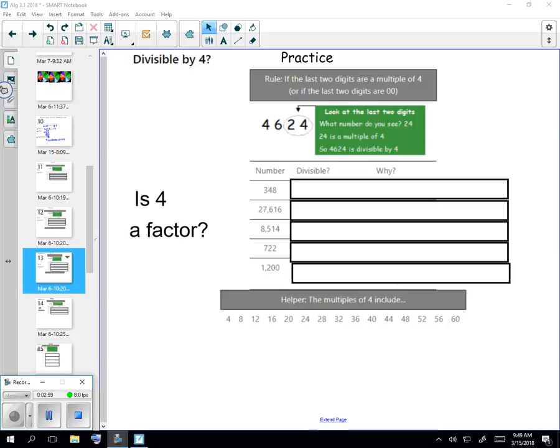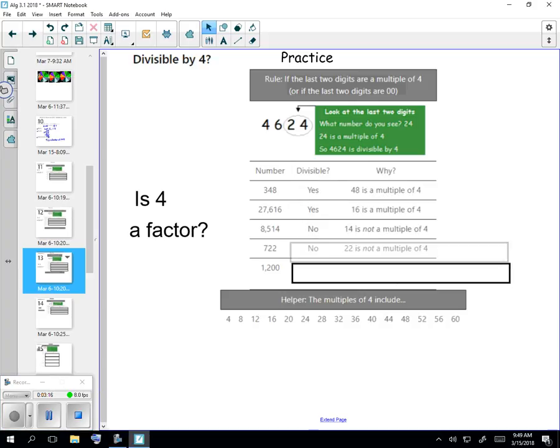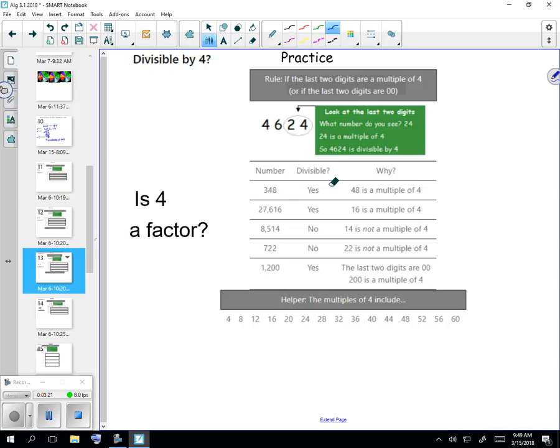Here's some for you to try. Pause your video and try to see if these 5 numbers are divisible by 4. Remember, last 2 divide by 4. Did you get yes, yes, no, no, yes? The last one is a bit tricky. The last 2 digits are 0, 0, which anything goes into. So we're going to look one more and get yes.